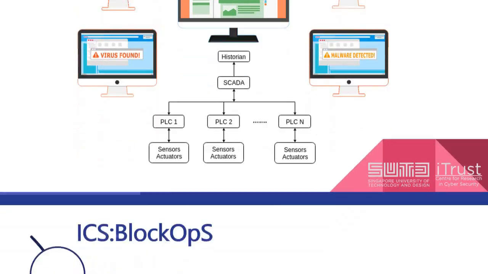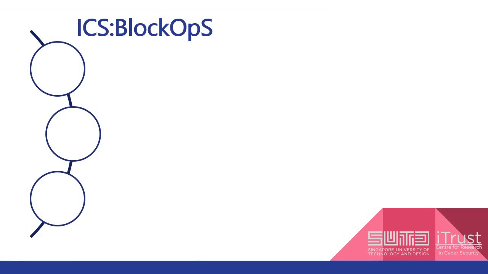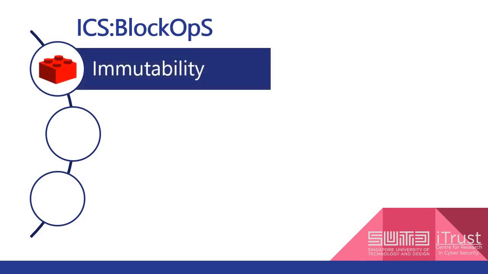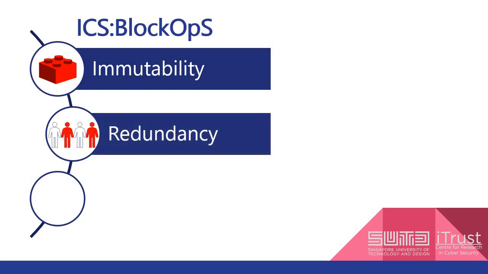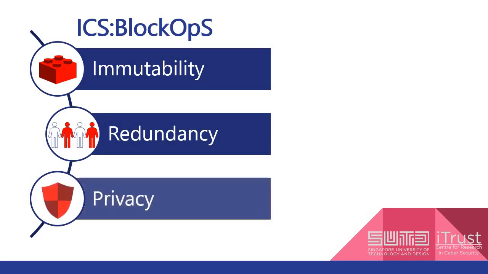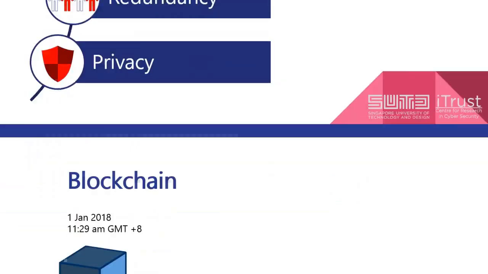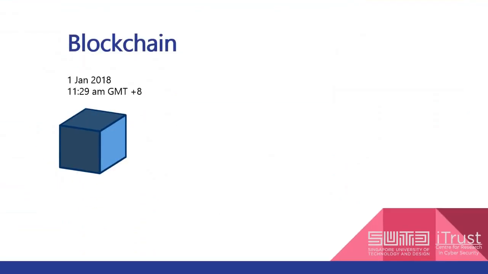Our technology, ICS BlockOps, uses the blockchain technology and the advantages it offers to improve the security of operational data in 3 dimensions. Immutability, which means that the state of the input cannot be modified once it is created. Redundancy, in which the input can be restored even if it has been modified or destroyed. And lastly, privacy.